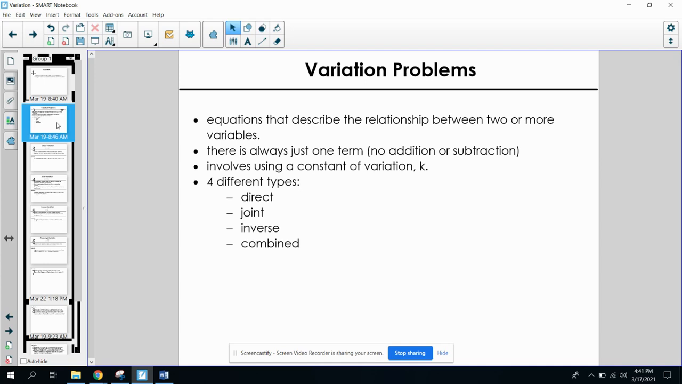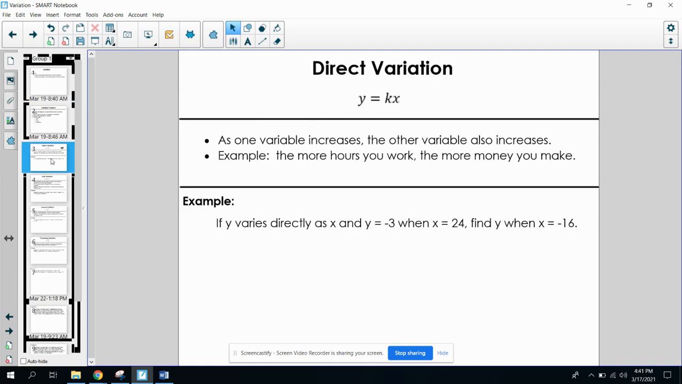The four different types of variation that we'll go over are direct, joint, inverse, and combined. So first, let's look at direct variation. The equation for direct variation is y equals kx, and k, remember, is that constant of variation. What this means is as one variable increases, the other variable also increases. An example in real life is the more hours that you work, the more money that you make. So as your hours increase, your overall paycheck will also increase.